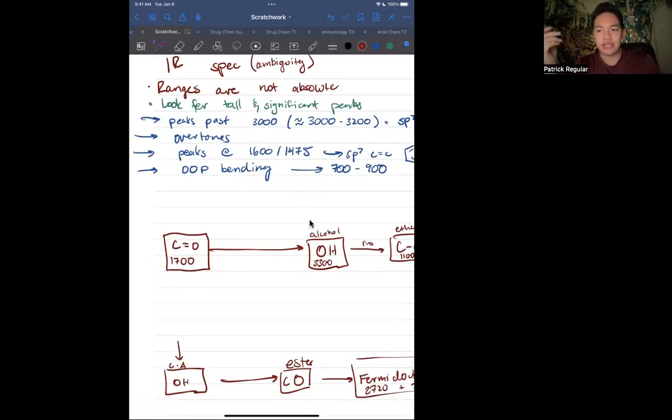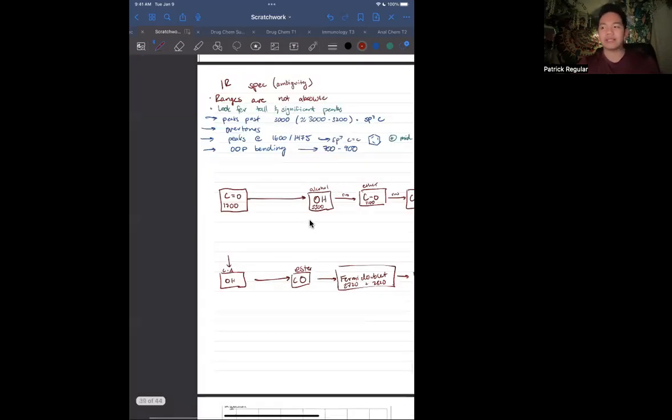These all should coincide. If you're thinking, okay, I have peaks around 1600 and 1475, does that mean it's aromatic? No, because if I don't see any sp2 bending past 3000, or I don't see any overtones, it's not likely. Those are probably just peaks somewhere else. Or if there's no out-of-plane bending, not really. There are some numbers you have to memorize.